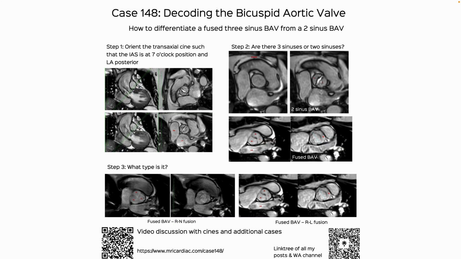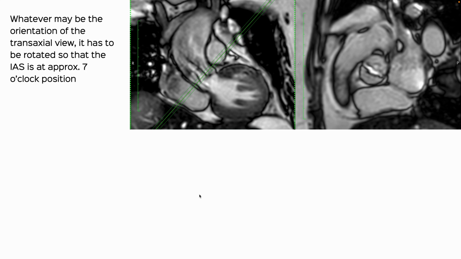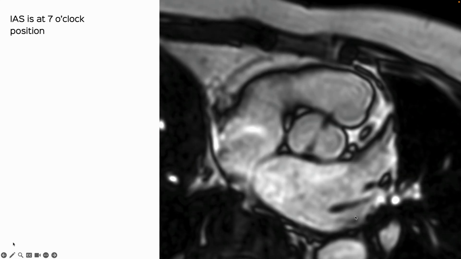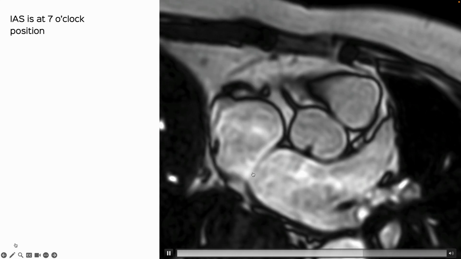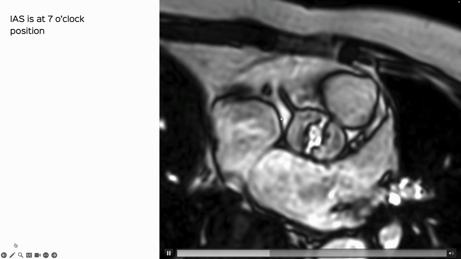And if you remember my case 148, there are 3 steps to do so. One is to orient the cine specifically, then check whether it's 3 sinus or 2 sinus, and then subclassify it further. So you have to first orient it, which means that whatever may be the orientation initially of the transaxial view, it should be such that the interatrial septum is at approximately 7 o'clock position. And so we did that to our case, and now this is the interatrial septum at 7 o'clock. And now you can see what it looks like here.